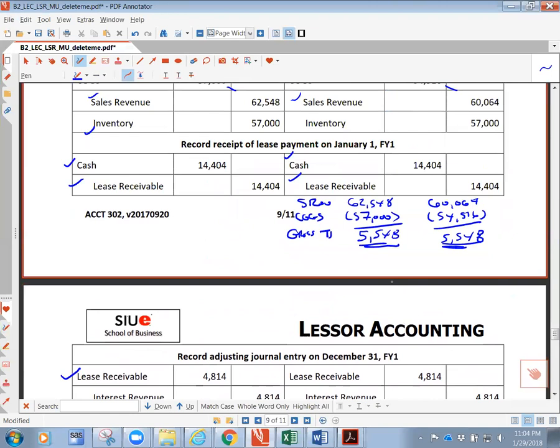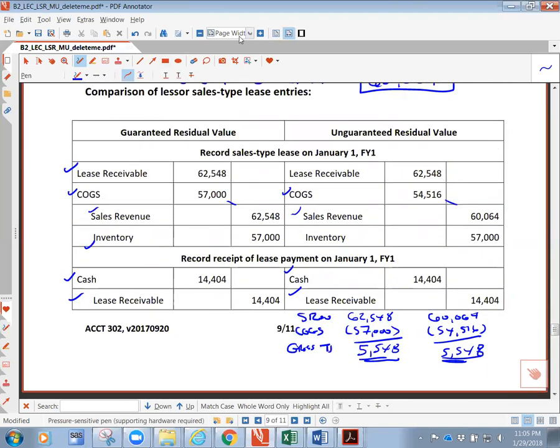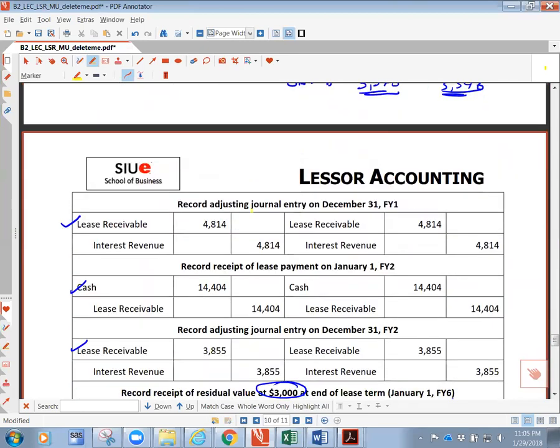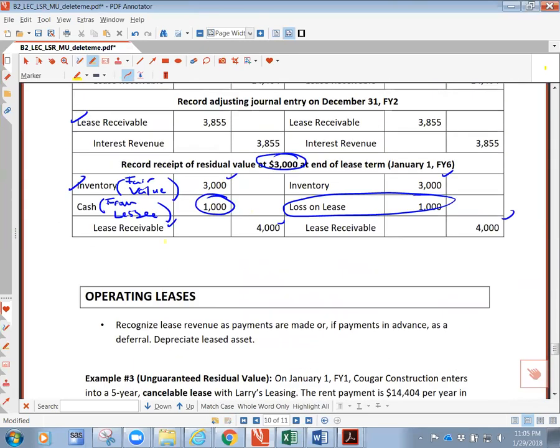The sales revenue and cost of goods sold were different at the beginning. Then your amortization of lease receivable and your interest were the same along the life of the lease. And then at the end, this is only true if it's below 4,000. If it's 4,000 or greater, then you just would have had inventory.